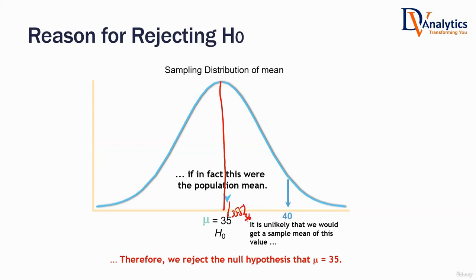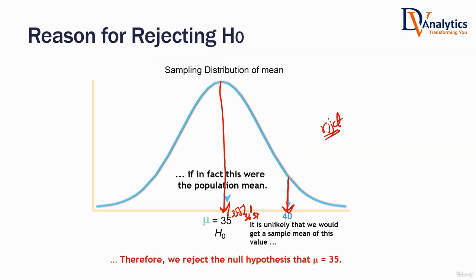If it is 36, then you accept the null hypothesis. If it is 37, maybe you will think about it. But if it is 40, if it is far away from what it should be, then what would you do? You reject the null hypothesis.